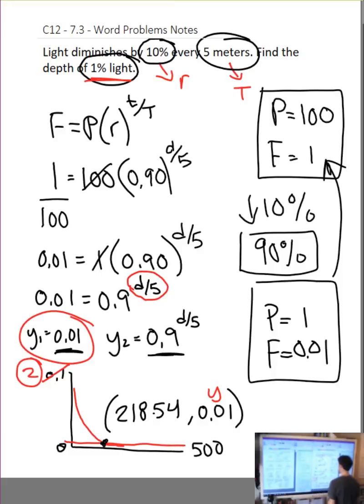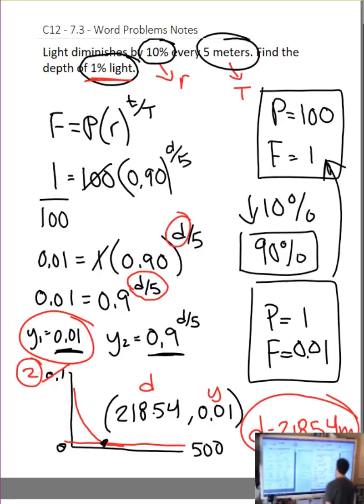Now remember, I was working with t, and then I was working with d, and now I'm working with x. So I have to remember that my d variable is the one I want. So d equals 218.54 meters because I was working with meters in the beginning. Much more complicated word problem. A lot went into that. Remembering that 10% is actually a rate of 0.9. And all of that stuff with the window, etc.